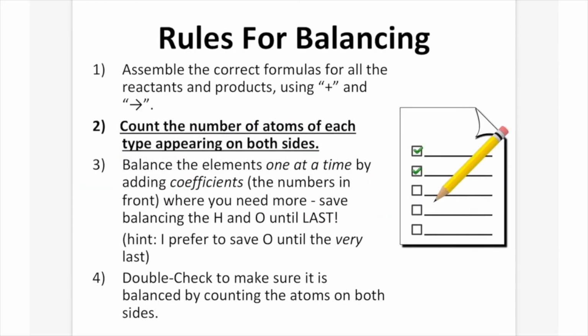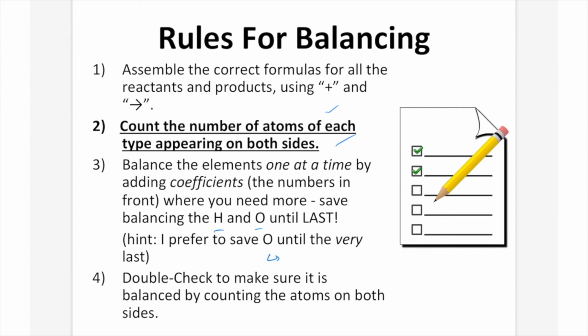Rules for balancing. First, we're going to assemble the correct formulas for all the reactants and products. Number 2, we're going to count the number of atoms of each type appearing on both sides. Number 3, we're going to balance the elements one at a time by adding coefficients. That's the number in front. And we're going to add those when we need more. And we're going to save balancing H and O until last. And I generally like to save O until the very last.